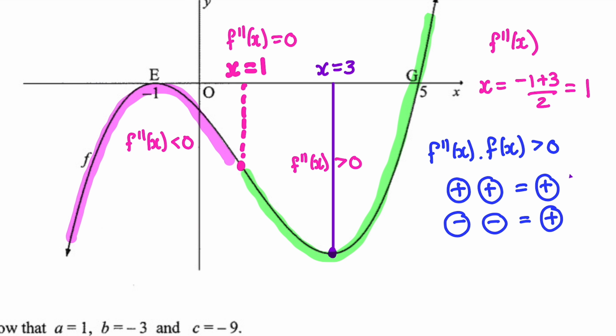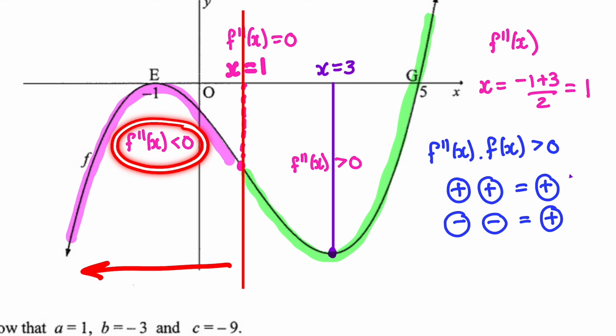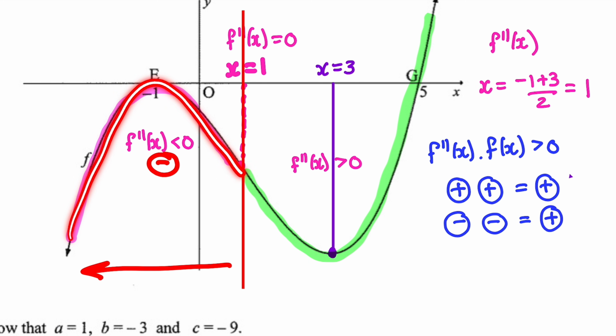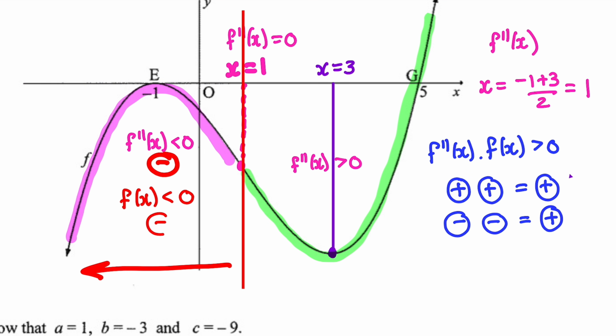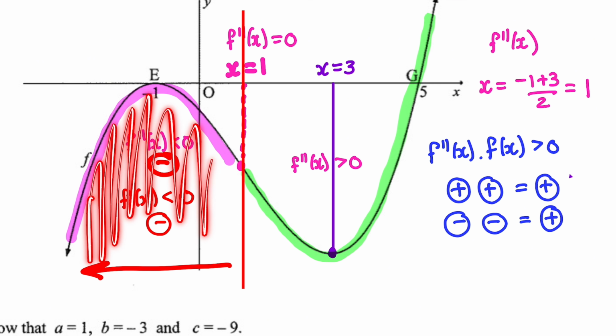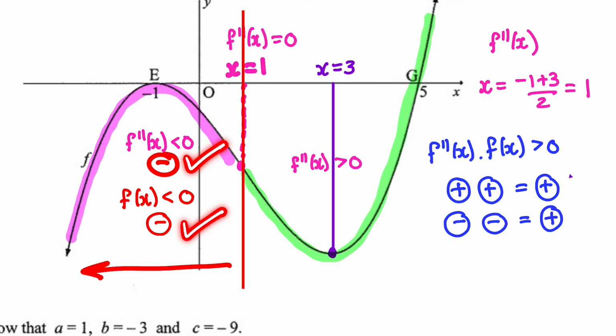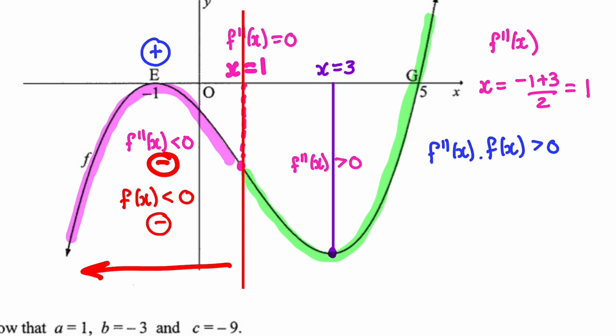So based on our graph, we can inspect to the left and to the right of the point of inflection. To the left of the point of inflection, we can see that the second derivative is smaller than 0, which is negative. Also, the graph of f is below the x-axis. So that means that f x is also smaller than 0 or negative. Therefore, in this section, we have a negative multiplied by a negative, which will give me a positive result. So it satisfies our equation. So therefore, where x is smaller than 1.